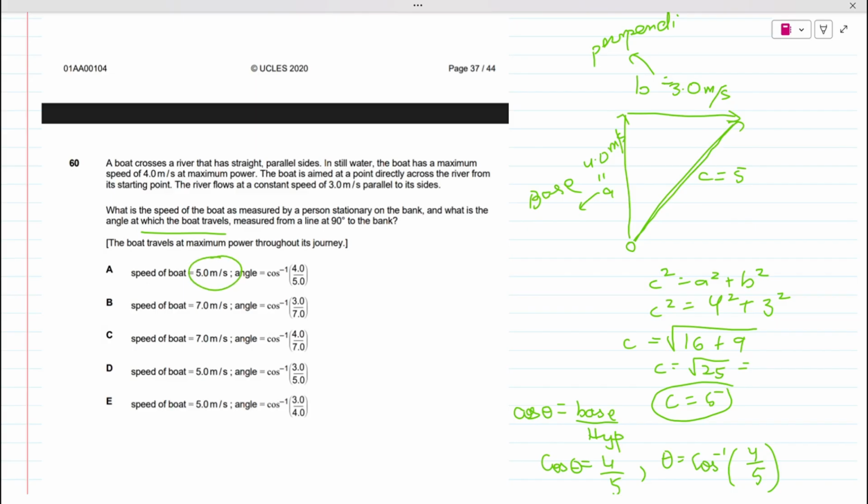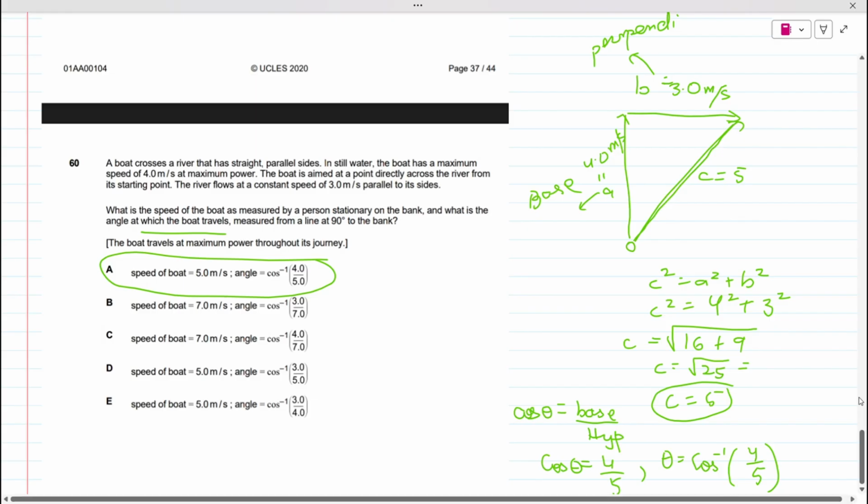So speed came out to be 5 meters per second and the angle is cos inverse of 4 by 5. So yeah, A is the correct answer we have. So we solved all the questions from past paper 20.